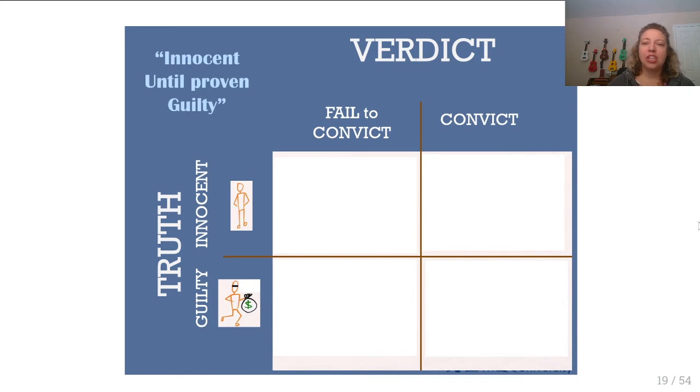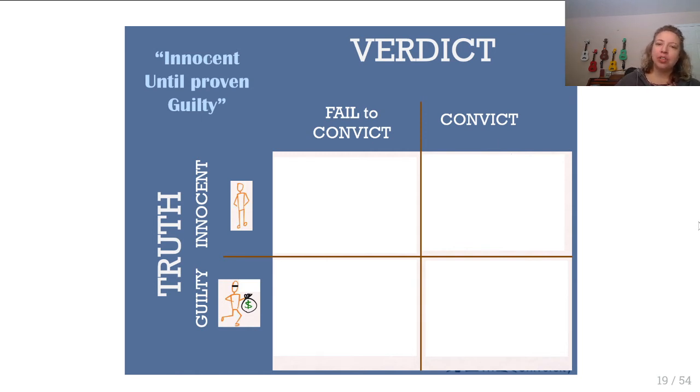So going back to the court case scenario, I've set up this table a little bit different than the one in the book, but on the left-hand side, I have the truth. So there is some truth. So in a court case, the person that's on trial is either innocent or guilty. There is some truth. We usually don't know that truth for sure, but there is some truth out there. Either they robbed the bank or they didn't.